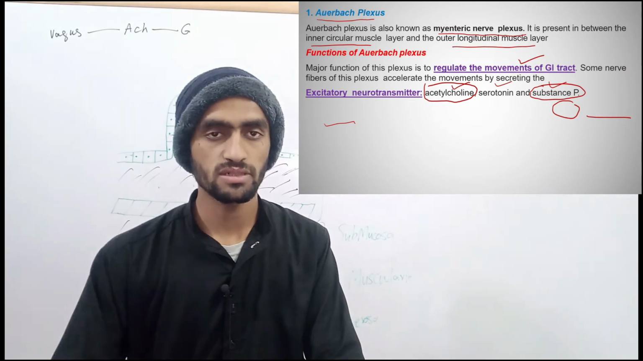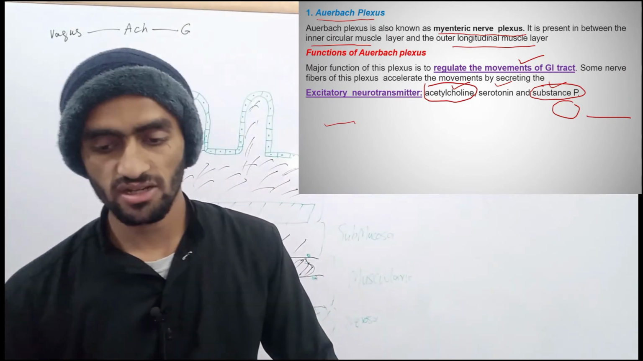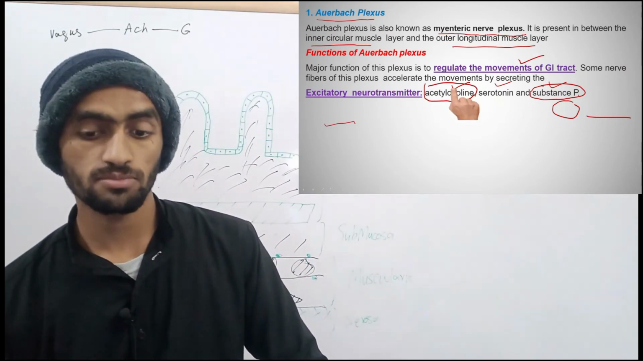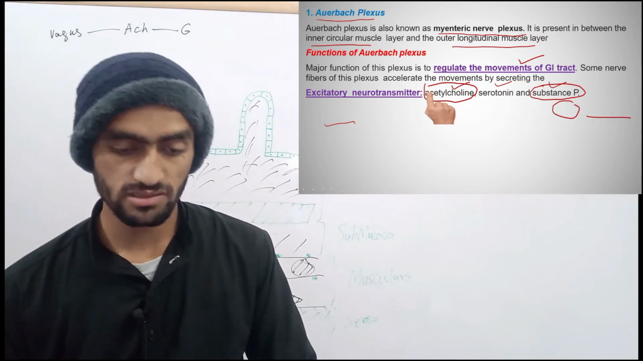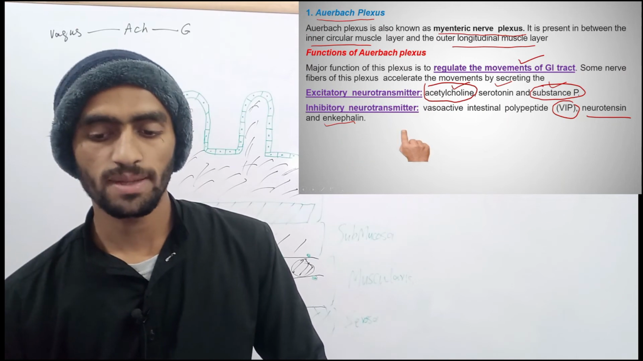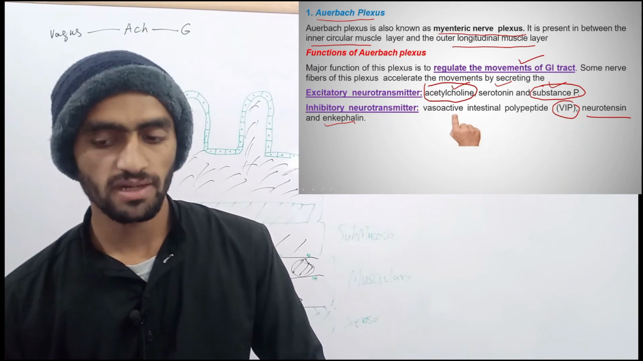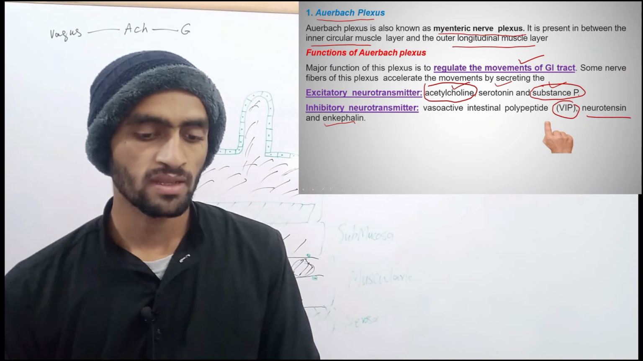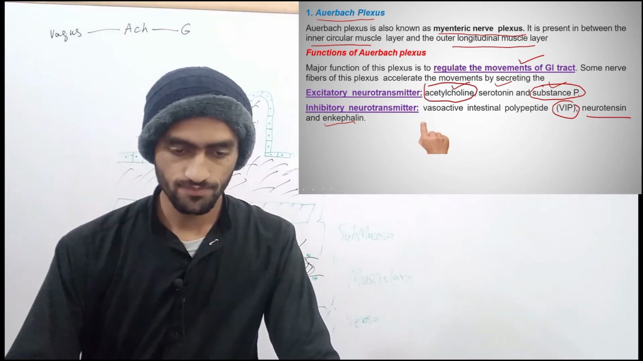The neurotransmitters involved in the process of excitation are acetylcholine, serotonin, substance P. Acetylcholine is an important one. Inhibitory neurotransmitters are VIP, vasoactive intestinal polypeptide, neurotensin, and enkephalin.